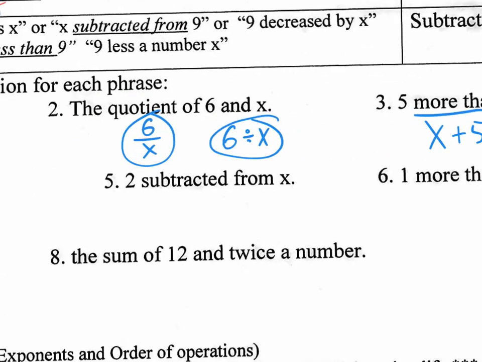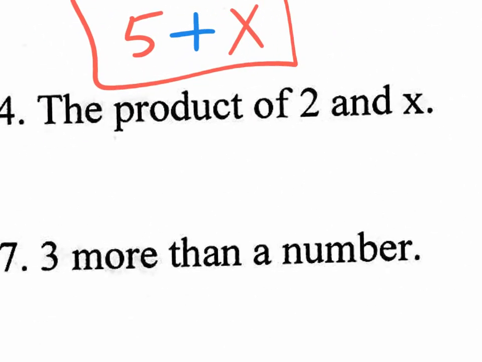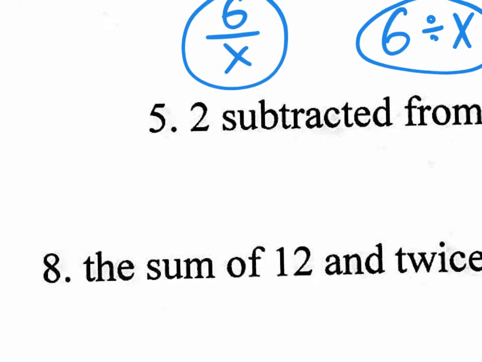Let's move on to number 4. The product of 2 and x. How do I write this? 2x. Just 2x, right? Because when there's no operation between them, you automatically assume it's multiplication. And that's what product means. It's multiply. Okay? So 2x is a correct algebraic expression there.